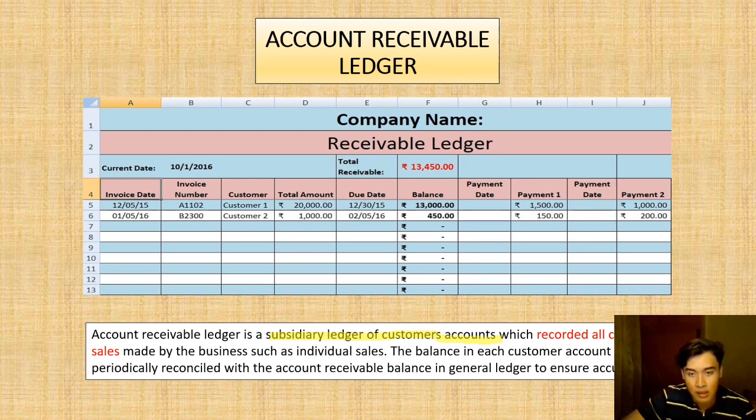The balance in that each customer account is periodically reconciled with account receivable balance in general ledger. So we have to kena sama dia punya balance here dekat sini sama dengan dekat general ledger. Reconcile here maksud sama. Okay, so we can see here kalau balance dekat sini dia cakap 13,000 kan. 13,000, so we have to check in our general ledger whether 13,000 is there or not. Okay, so by that we can ensure our accuracy and whether it is tally with our catatan or not.